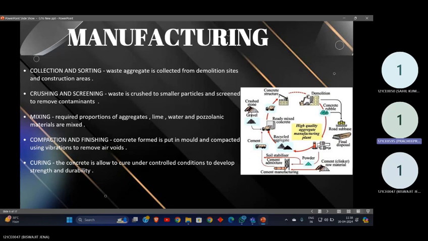The last and most important step of manufacturing is curing. This allows the concrete to set and gain strength. Curing involves maintaining adequate moisture and temperature conditions to support the continuing hydration of cement.